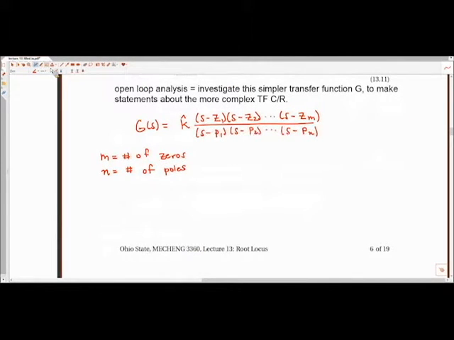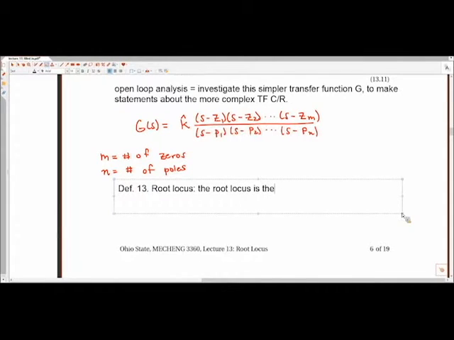And then the formal definition of the root locus. Okay, so the root locus is the set of values of s such that 1 plus k g of s is equal to 0 is satisfied as the real parameter k varies from 0 to infinity.